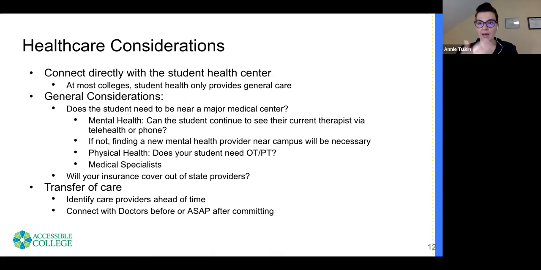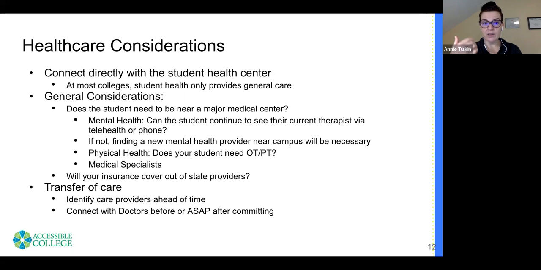So if your student has healthcare needs, you will want to connect with the student health center and see what types of supports they provide. Some student health centers only provide general care. So if the student gets a cold or has a sprained ankle or needs to have something looked at, they might provide that care. But other schools also provide places where students can get injections, or they might have a pharmacy where students can get their medication. But it's really important to investigate what is provided at that student health center upfront.